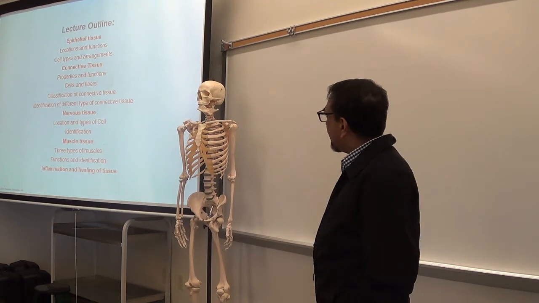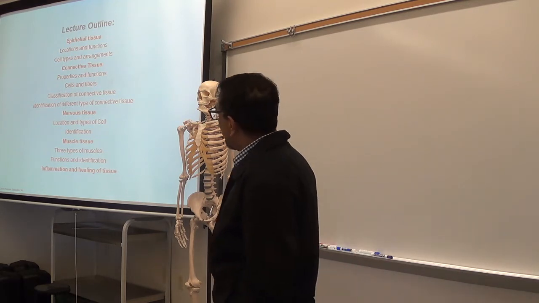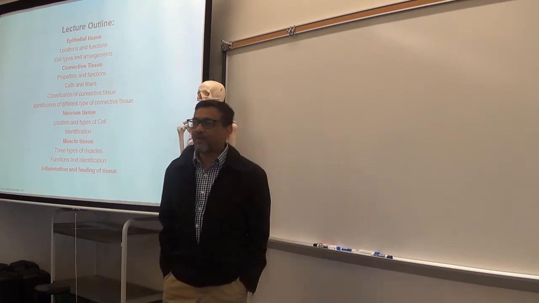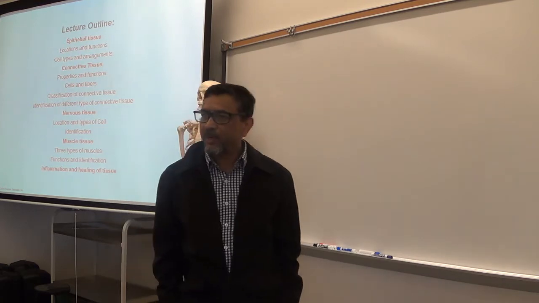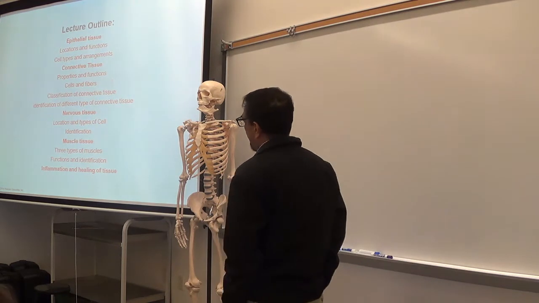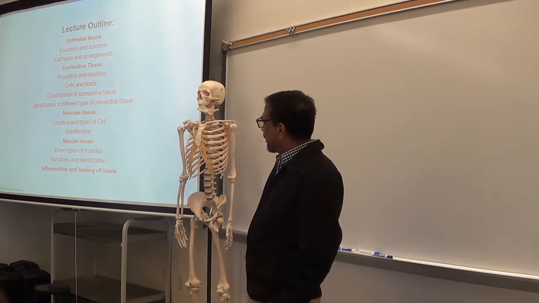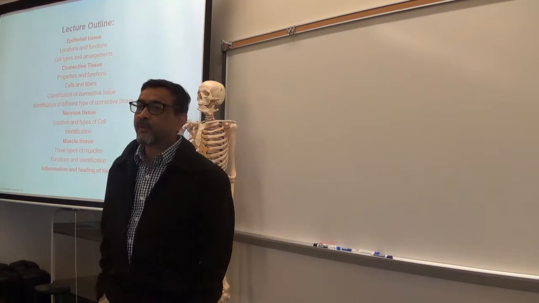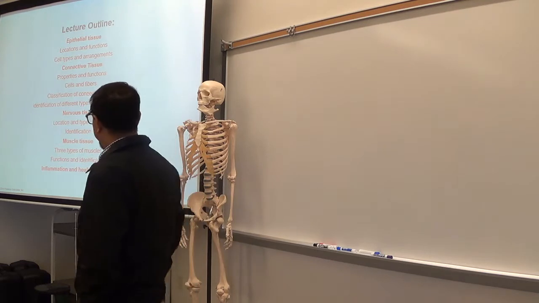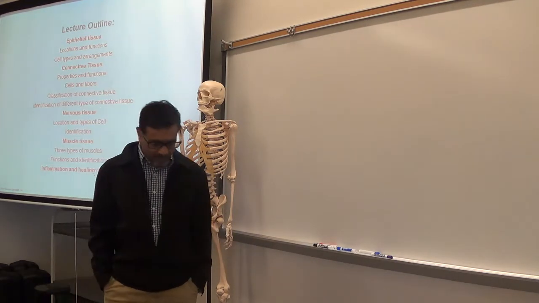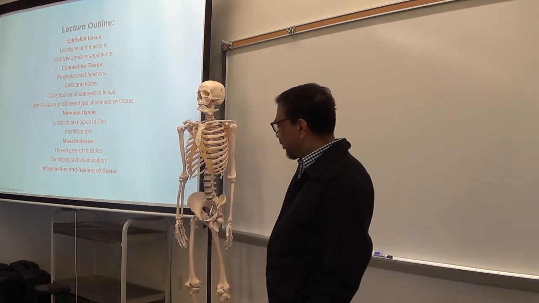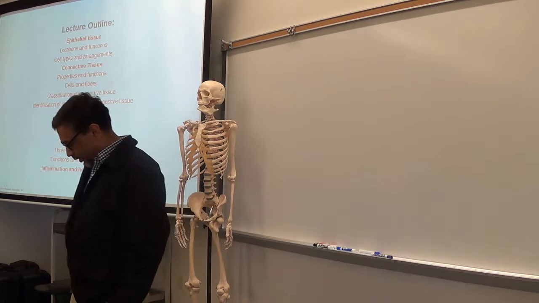First, we'll talk about the epithelial tissue, locations and functions, different types of cells in the epithelial tissue and their arrangements. Then we'll talk about the properties of epithelial tissue, and then we'll move to another type of tissue, which is the most abundant tissue in the body, the connective tissue. After we finish the connective tissue, we'll talk about the nervous tissue and then muscle tissue.